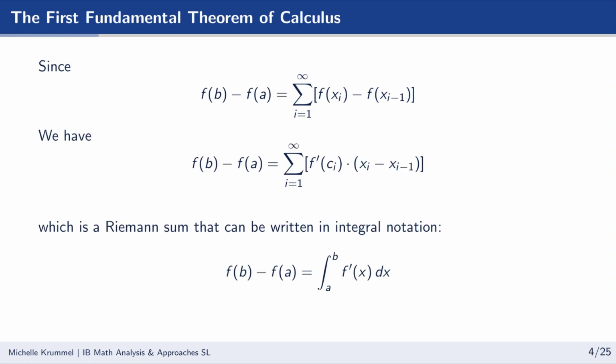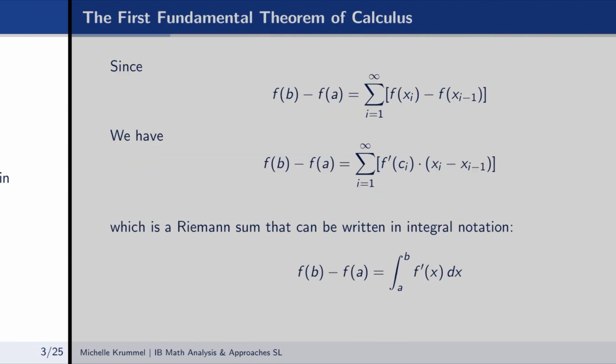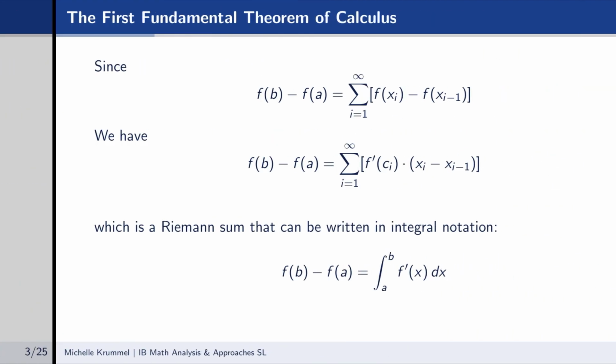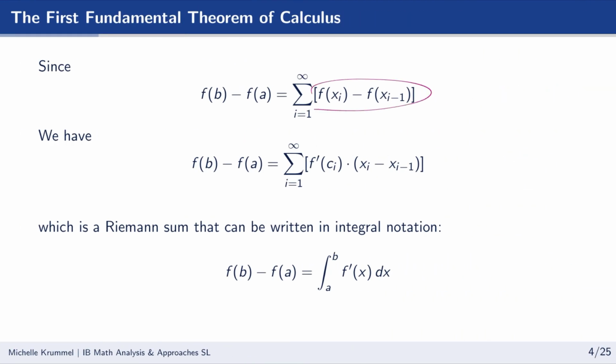Now we're going to make a substitution. So we have this equal to this. We're going to substitute. Right here we're making that substitution, which is going to give us this result. And as we saw in a previous lesson, this Riemann sum can be rewritten using integral notation.